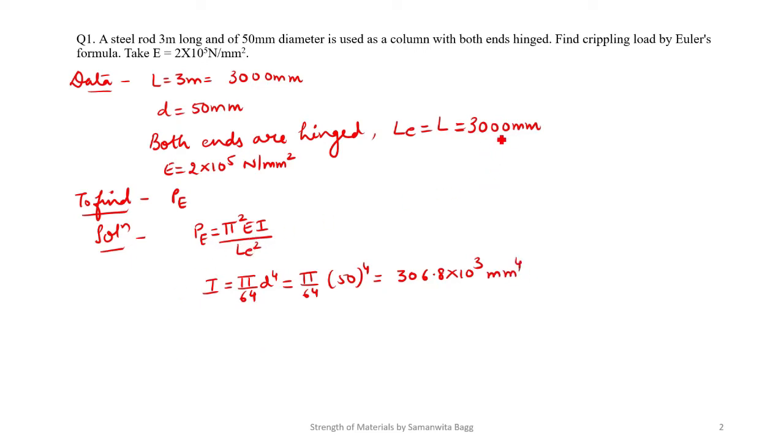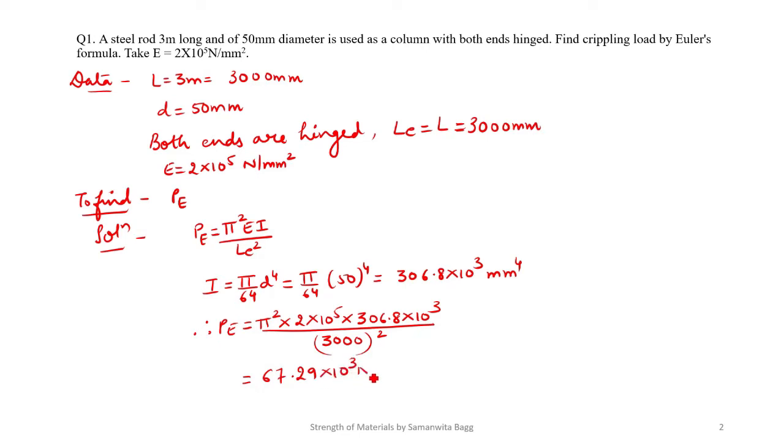LE is something which I already found here. So therefore PE is pi square into 2 into 10 raised to 5, I is 306.8 into 10 raised to 3, divided by LE square. LE is 3000. So when I solve this, I get the value of PE as 67.29 into 10 raised to 3 Newton. That is, it is 67.29 kilonewton.